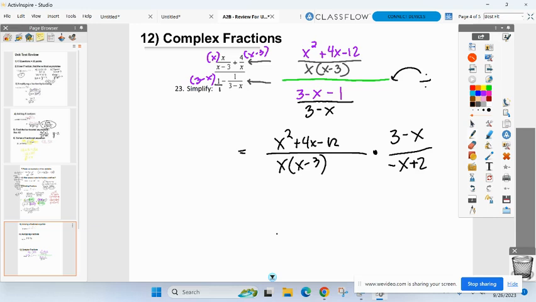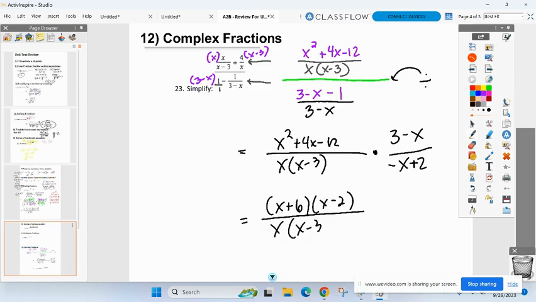What about, can I factor that? Yeah, I can. Top I can. What are those two numbers there? Plus 6 and minus 2. And here we're good.